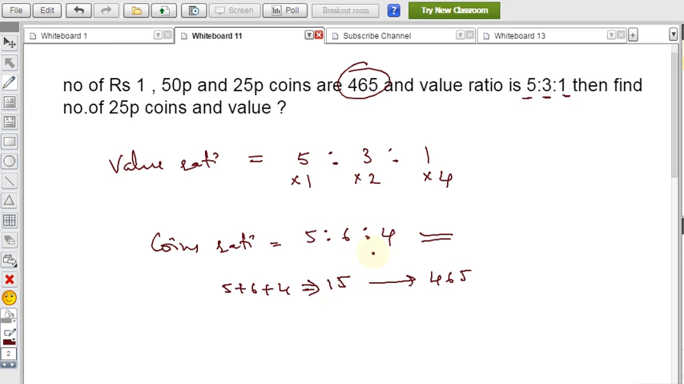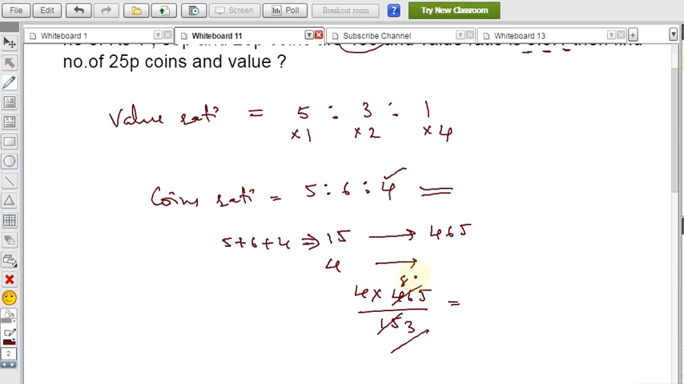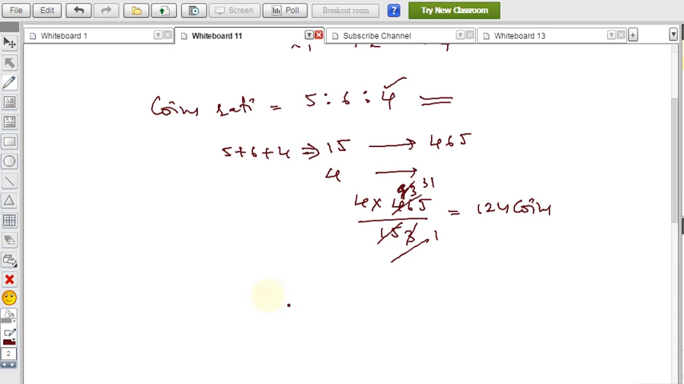Then they are asking about 25 paisa, right? 25 paisa is 4. For 4, how much? 4 into 465 by 15. If we calculate this, we get 124 coins. These are 25 paisa coins. If there are 124 25 paisa coins, then the value is 124 into 1 by 4, divide by 4, because the number of 25 paisa coins is 124. So rupees 31 is the value of the 25 paisa coins.